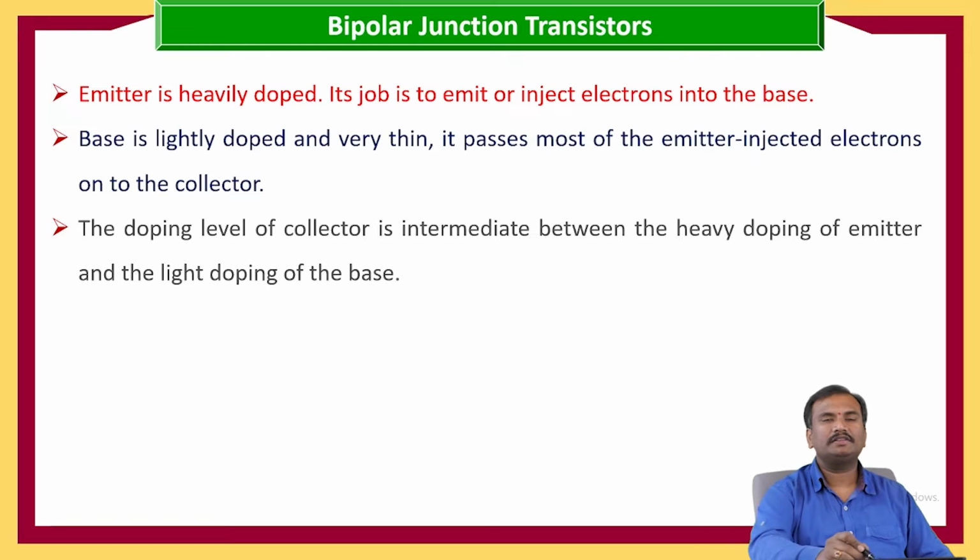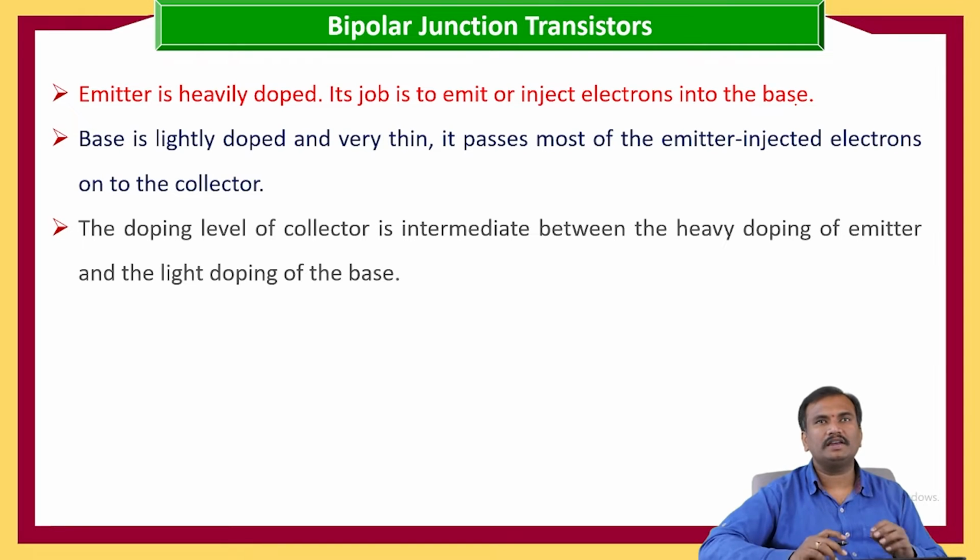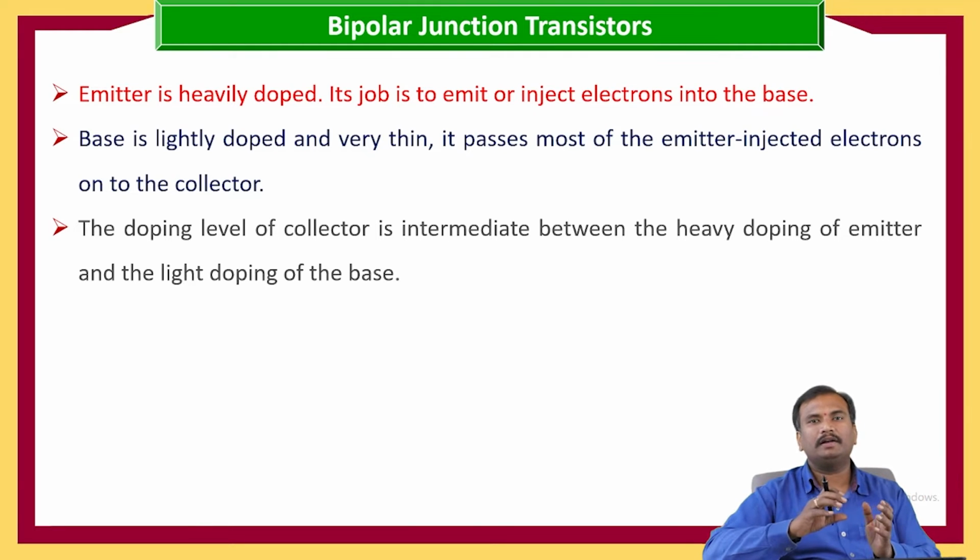Here emitter is heavily doped and its job is to emit or inject electrons into the base. Emitter is a heavily doped layer. Its job is to emit or inject electrons into the base. Whatever the emitter electrons will be moving towards the base.